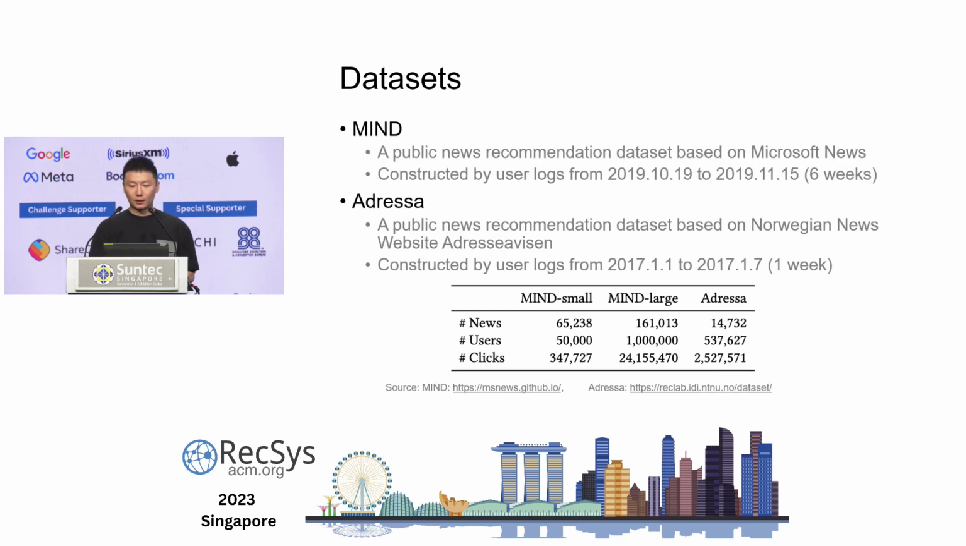For the experiments, let me first introduce the datasets we use. The first one is MIND, an open news recommendation dataset from Microsoft News, which collects 6 weeks of logs. I think this is the most famous open dataset in news recommendation. There are 2 versions. The large one has 1 million users, while the smaller version randomly samples 50,000 users from the large one.